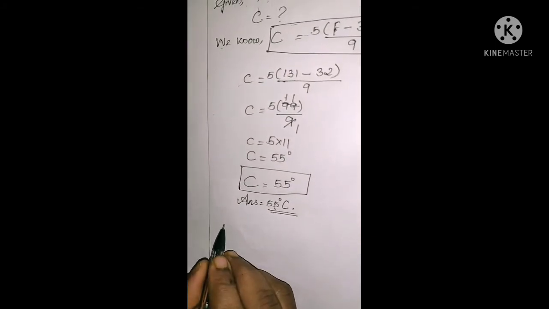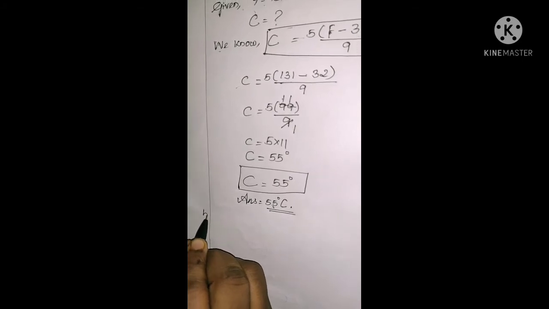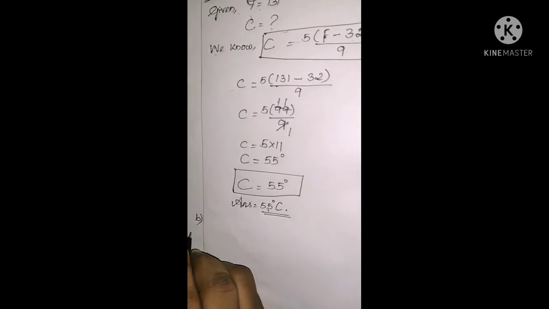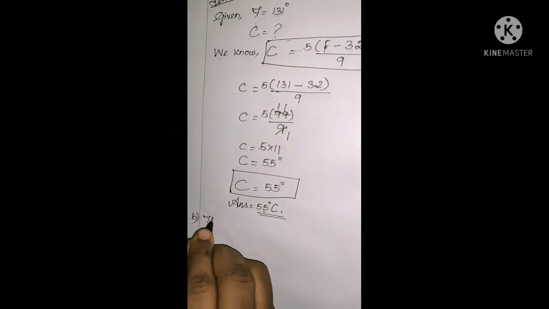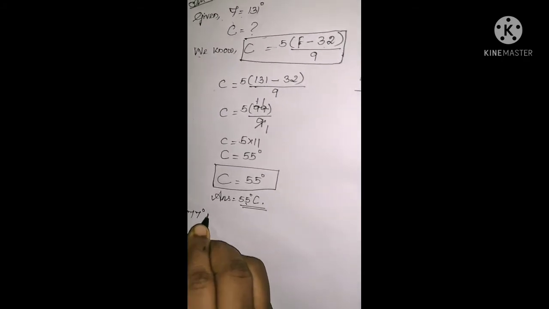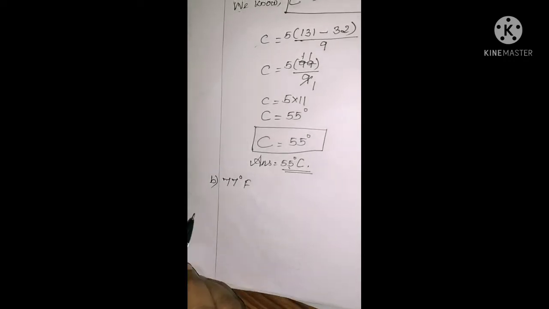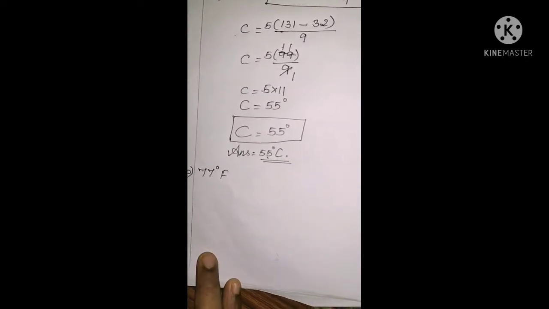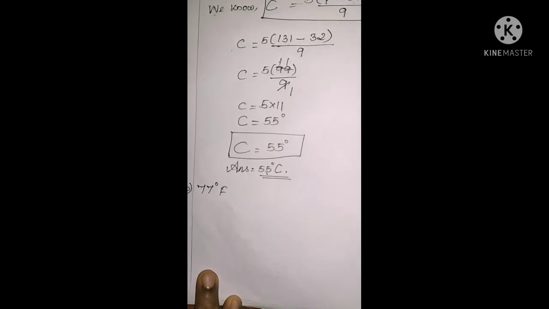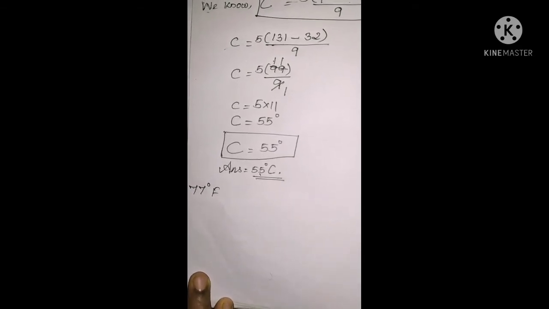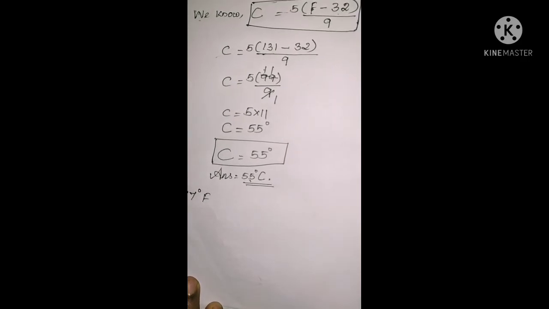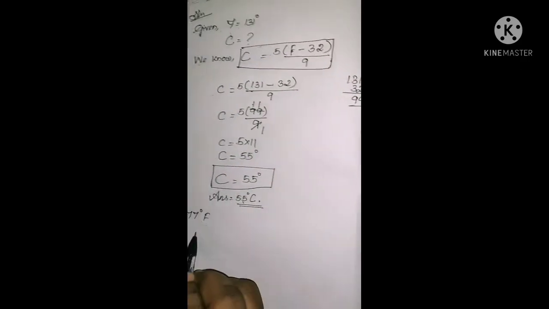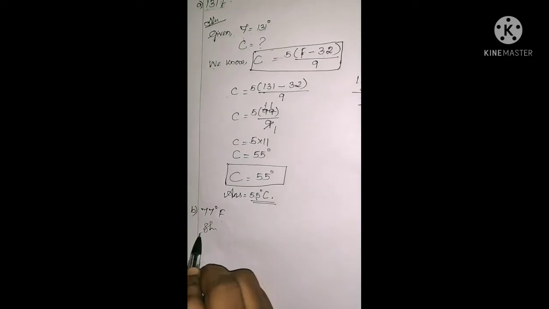Next, the second part, that is the B part question. What is given in the B part? See the book. That is 77 degrees Fahrenheit. Understand? So can you do this problem on your own? Yes.